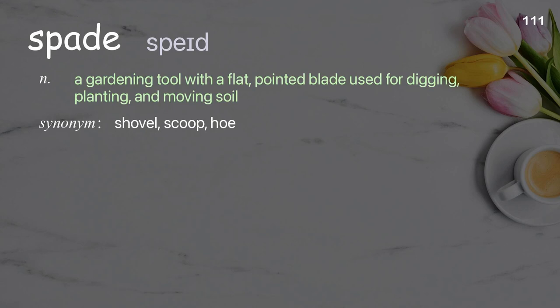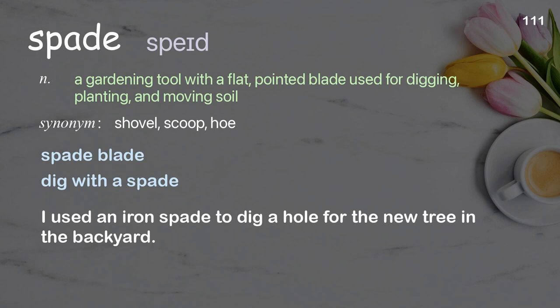Spade. A gardening tool with a flat, pointed blade used for digging, planting, and moving soil. Examples: spade blade, dig with a spade. I used an iron spade to dig a hole for the new tree in the backyard.